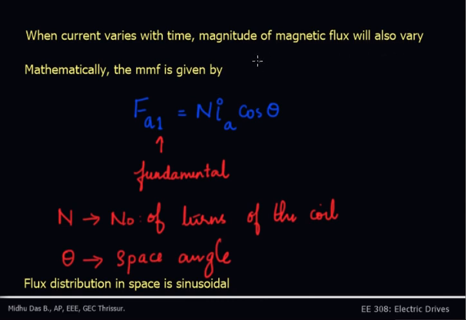So if AC is passed through the A phase winding, which is shown here, the MMF will be N IA cos theta. The 1 indicates that we are forgetting about all the harmonics here, and we are concentrating on the fundamental component of the MMF. So FA1 will be given by N into IA cos theta. What is N? N is the number of turns of the coil, and theta is the space angle.